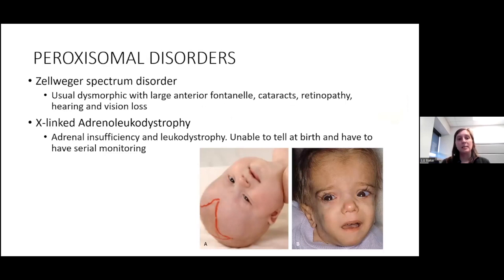And then you have X-linked adrenoleukodystrophy, which is adrenal insufficiency and leukodystrophy. Sometimes they have one or the other of those two symptoms, and you're unable to tell that at birth, so they have serial monitoring because it's on the newborn screen in most states.